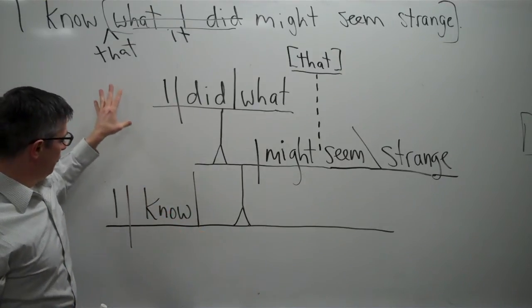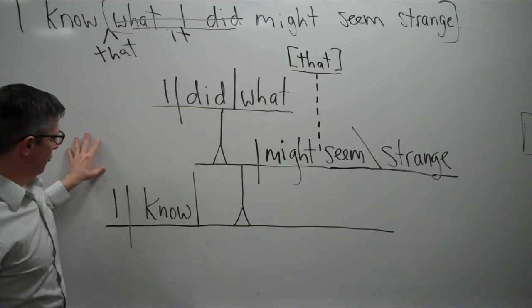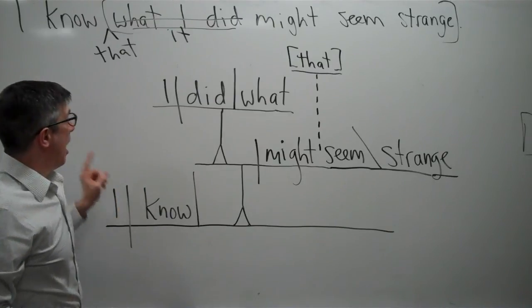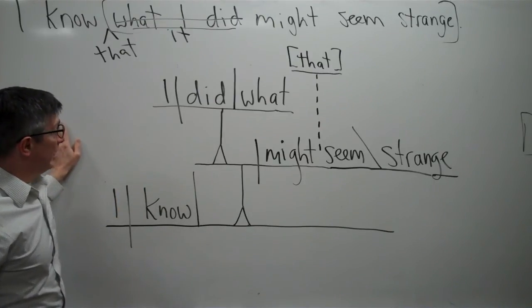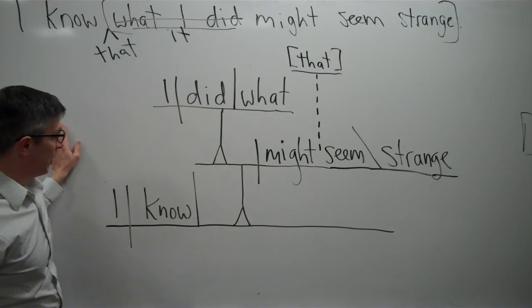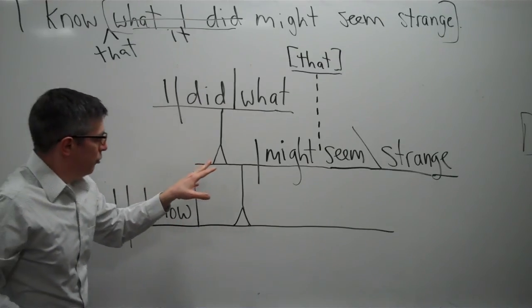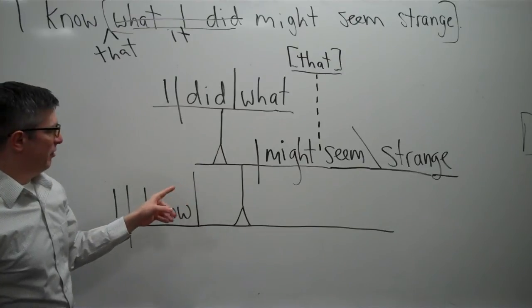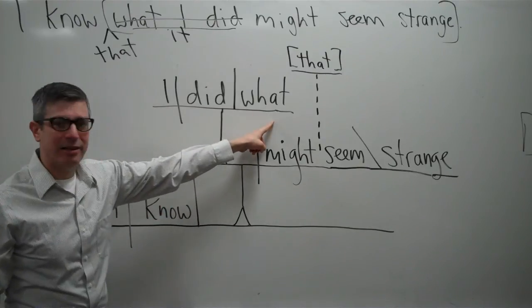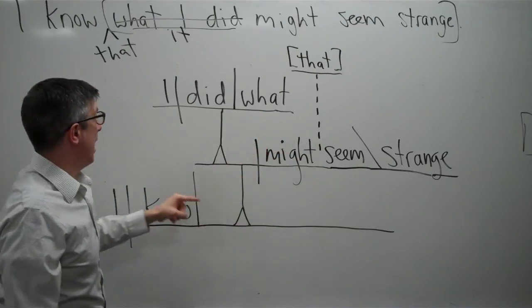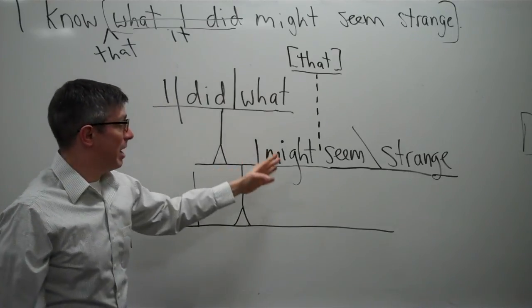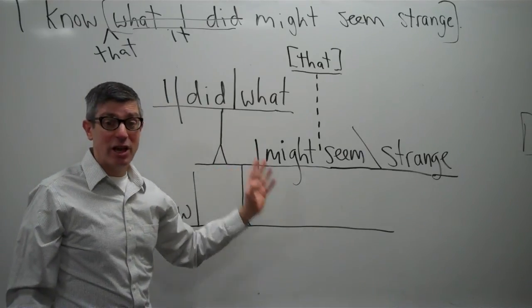So this is what the diagram looks like for the sentence, "I know what I did might seem strange." So we've got two clauses that are functioning as nouns. "What I did" is one clause, and "what I did might seem strange" is the other clause.